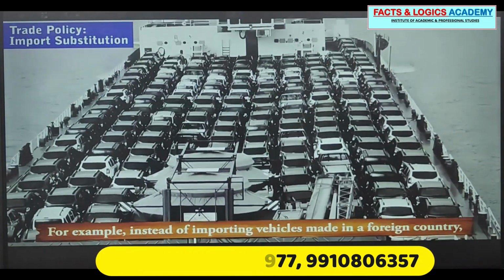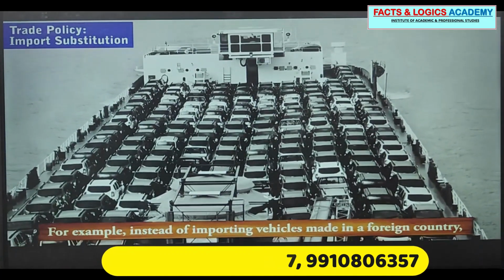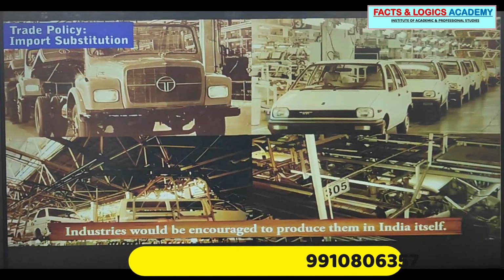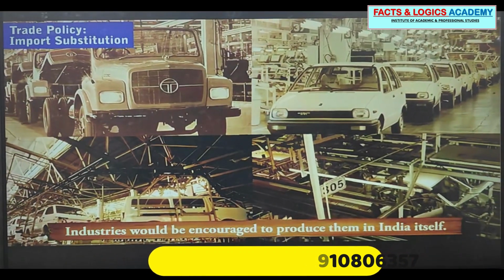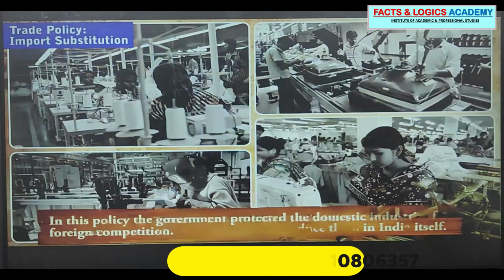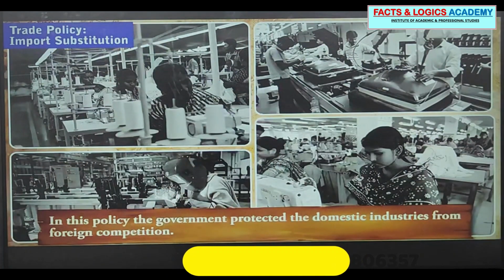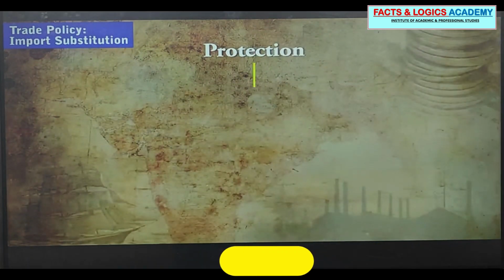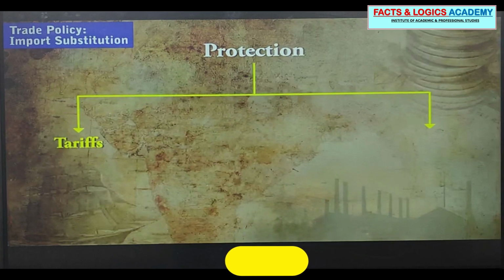For example, instead of importing vehicles made in a foreign country, industries would be encouraged to produce them in India itself. In this policy, the government protected the domestic industries from foreign competition. Protection from import took two forms: tariffs and quotas.